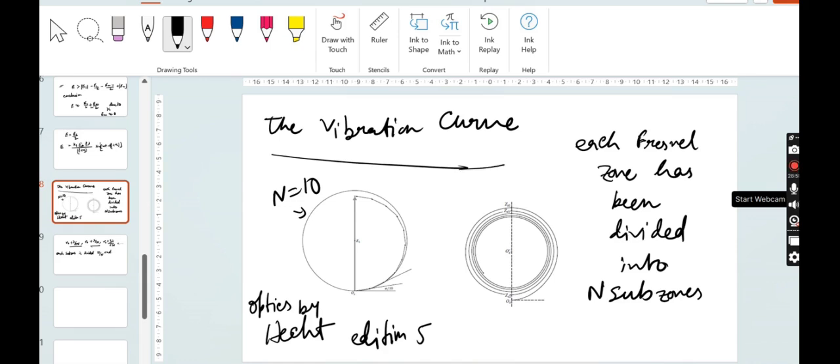Okay. For each additional Fresnel zone, the vibration curve swings through one half turn. So from here, you see that this is OS. Okay. This is the first Fresnel zone. Then when the second Fresnel zone comes, this is the second Fresnel zone. This is the third Fresnel zone, and so on and so forth.